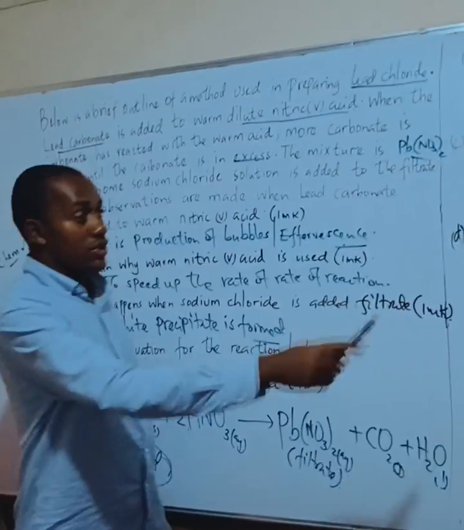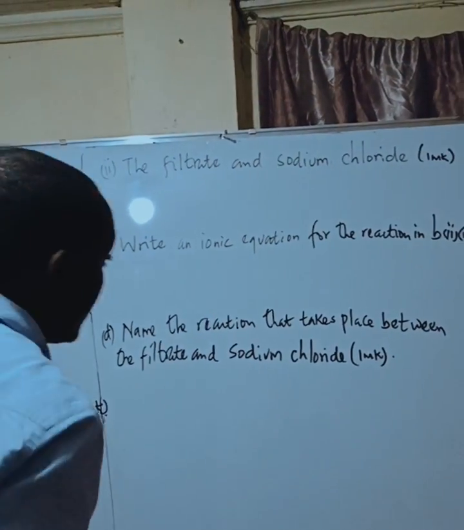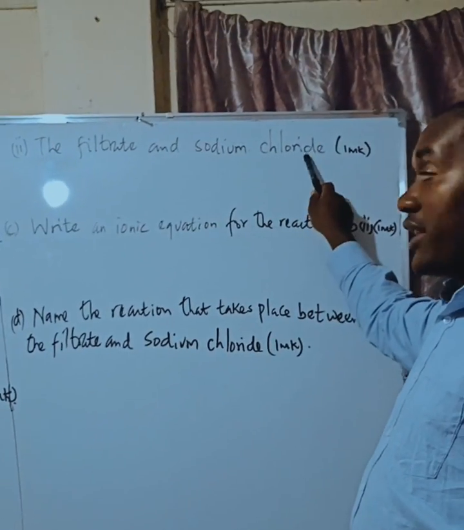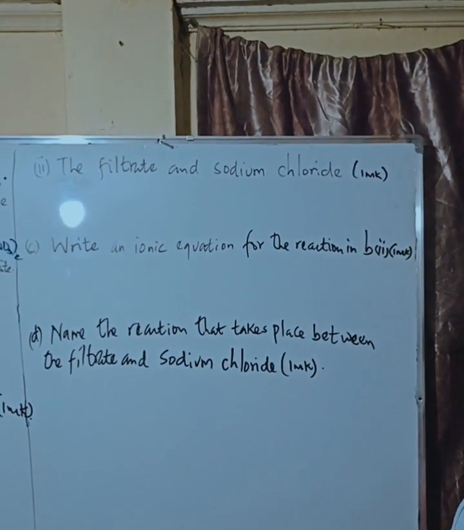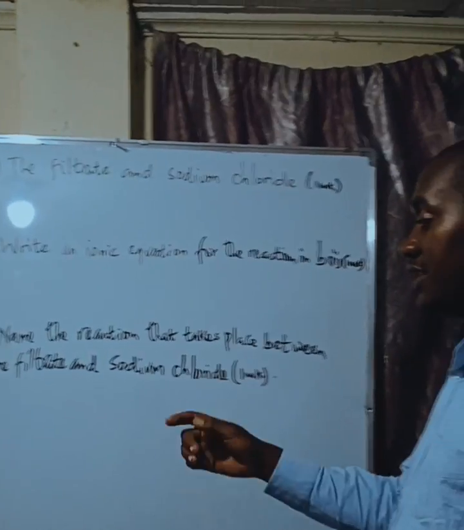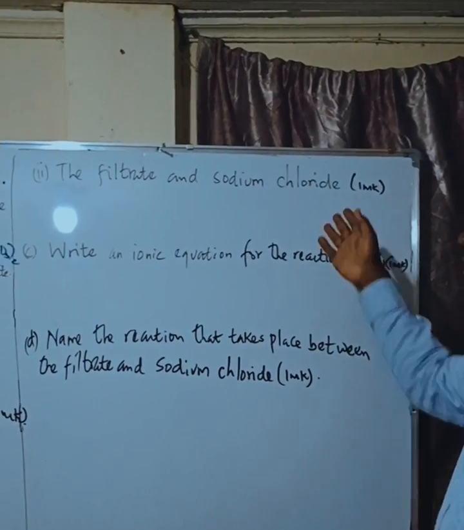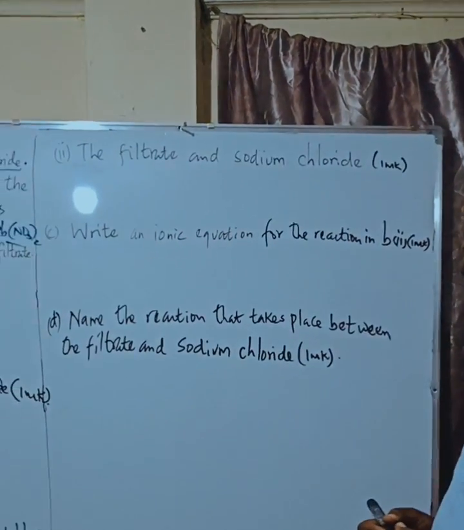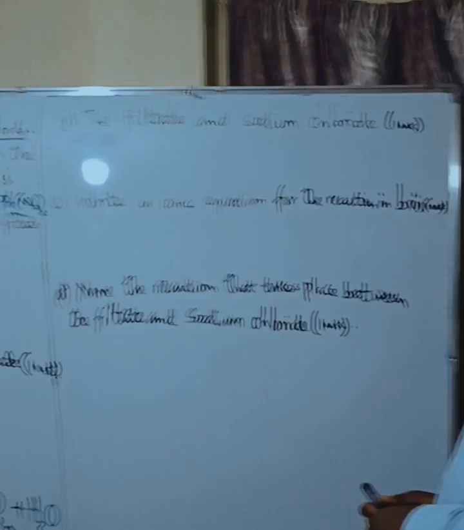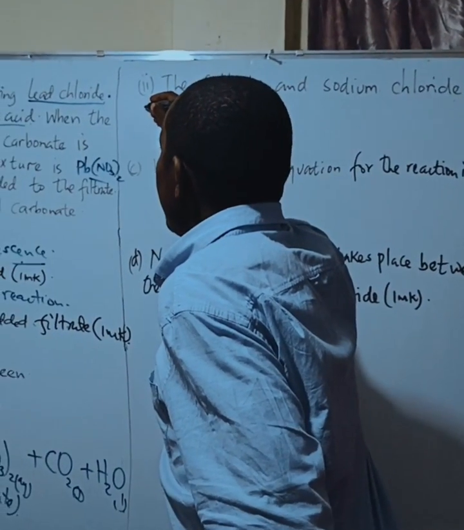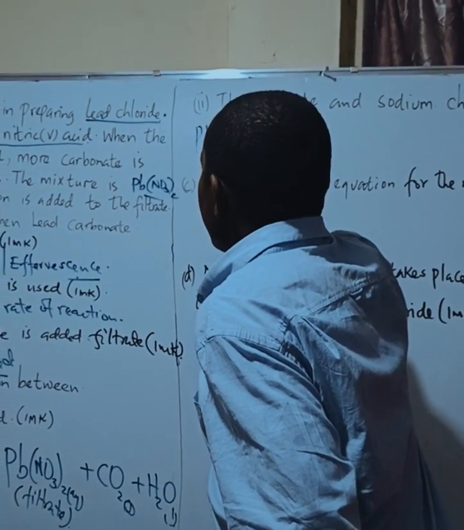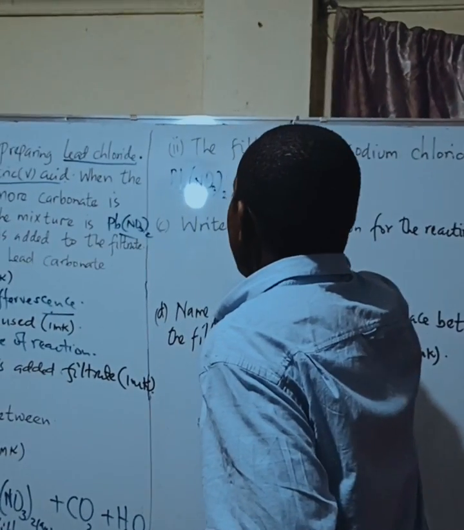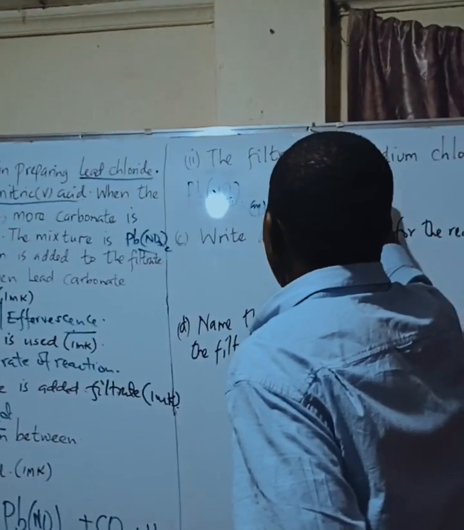So let's continue to this side. Here comes the filtrate and sodium chloride. The filtrate was lead nitrate, and we added sodium chloride so as to precipitate out an insoluble salt, lead chloride. So the filtrate was lead nitrate, so it's lead nitrate aqueous plus sodium chloride aqueous.